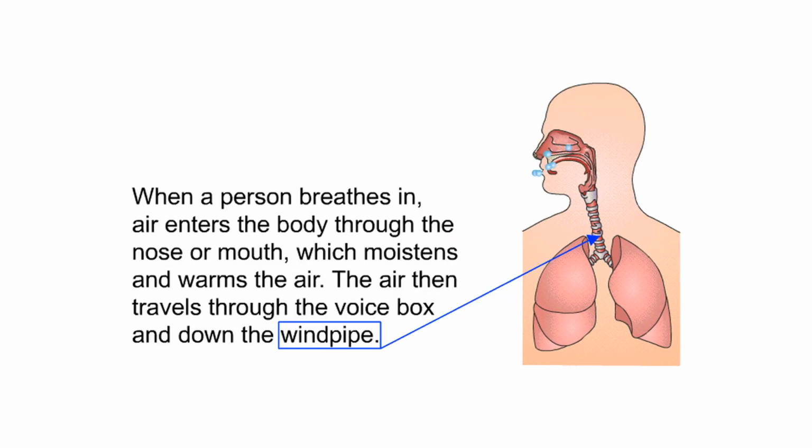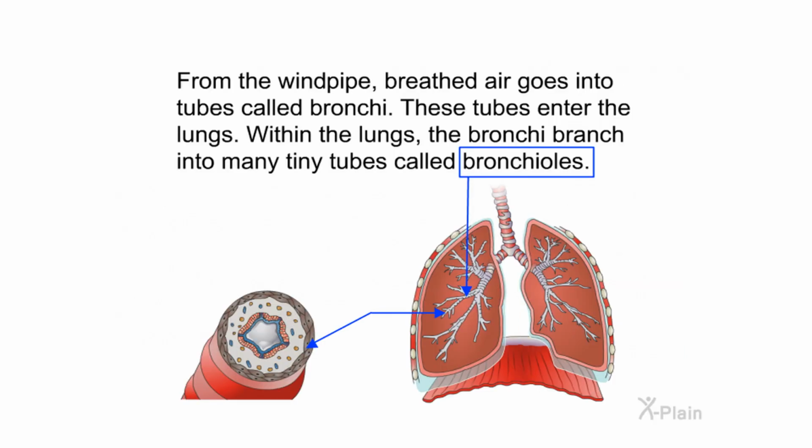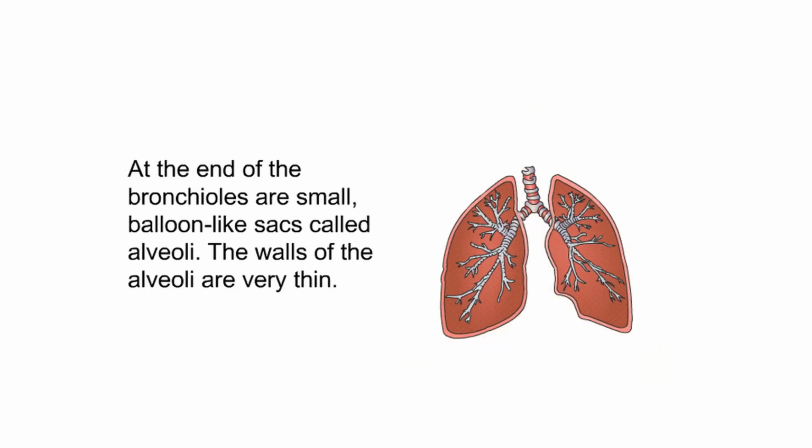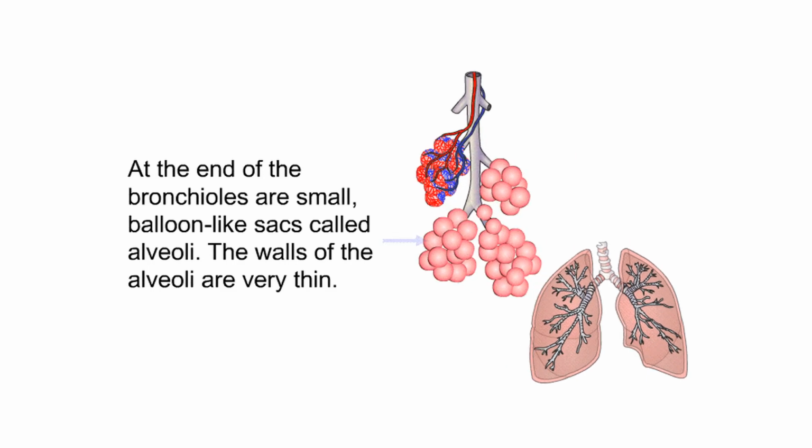When a person breathes in, air enters the body through the nose or mouth, which moistens and warms the air. The air then travels through the voice box and down the windpipe. From the windpipe, breathed air goes into tubes called bronchi. These tubes enter the lungs. Within the lungs, the bronchi branch into many tiny tubes called bronchioles. At the end of the bronchioles are small balloon-like sacs called alveoli. The walls of the alveoli are very thin.